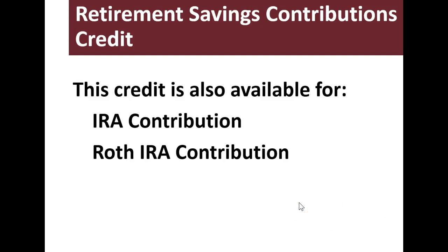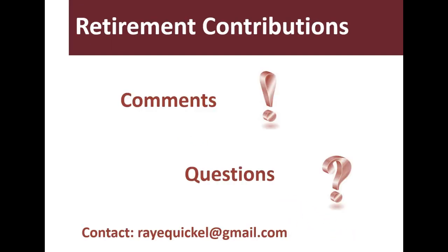And as we said at the beginning, although typically you see this on employer-provided retirement savings plans, the taxpayer can also get the savings contribution credit for an IRA contribution or a Roth IRA contribution if they meet the income limitations. And that's the end of Part 1. We'll move on to IRA deductions in our next section.